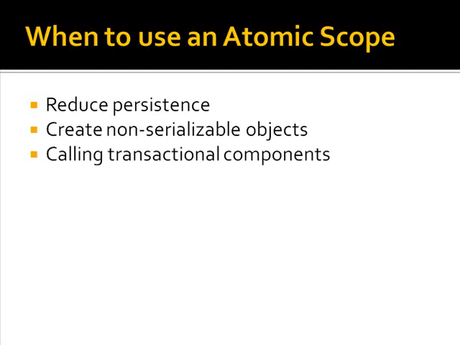The third scenario for using an atomic scope within an orchestration is making calls to transactional components. So this can be COM+ components. I think, though I've not tested it, it can even be web services using the WS atomic transaction protocol. But you have to use an inline send here. You can't go through the regular send port and receive port architecture. And we'll have a look at that in a demo later on.